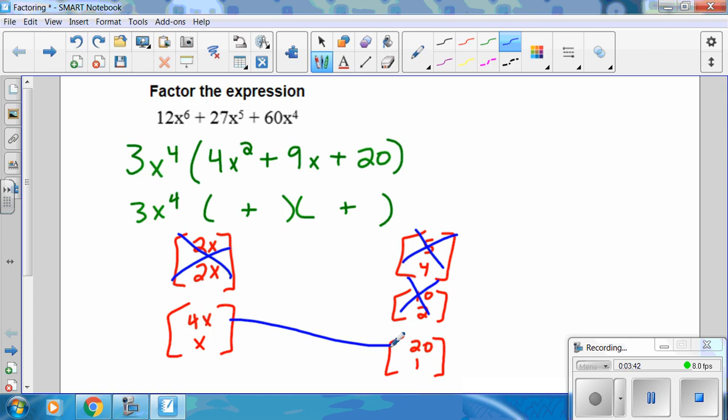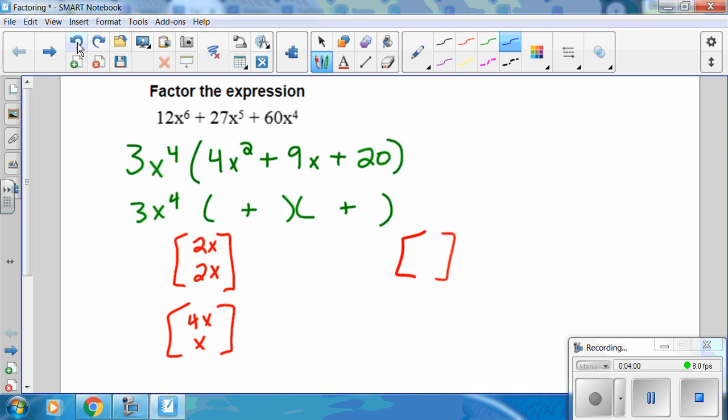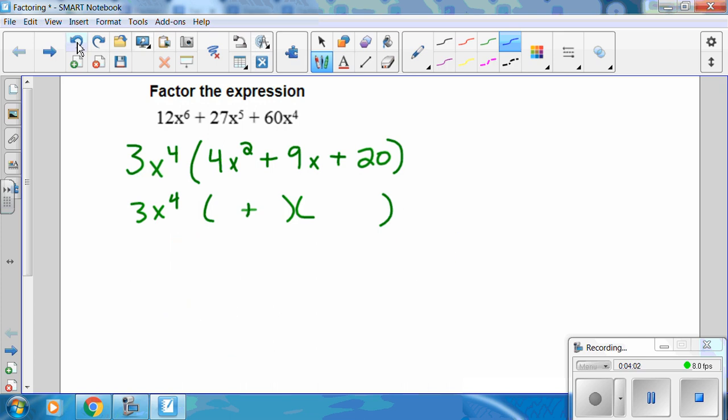And then 4 times 20 is 80. Already too big. 4 times 1 is 4. 1 times 20 is 20x, and that's 24x. Doesn't add up to 9x. So we've tried every combination. Therefore, at this point, it's not factorable beyond that. So this would be our final answer.